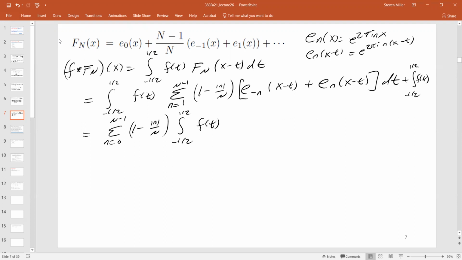So when you look at what is e_n of x minus t, it's e to the 2 pi i n times x minus t. So I can write this as e to the 2 pi i negative n times x minus t plus e to the 2 pi i n times x minus t, dt. And the integral from minus a half to a half of f of t is just f hat of 0.